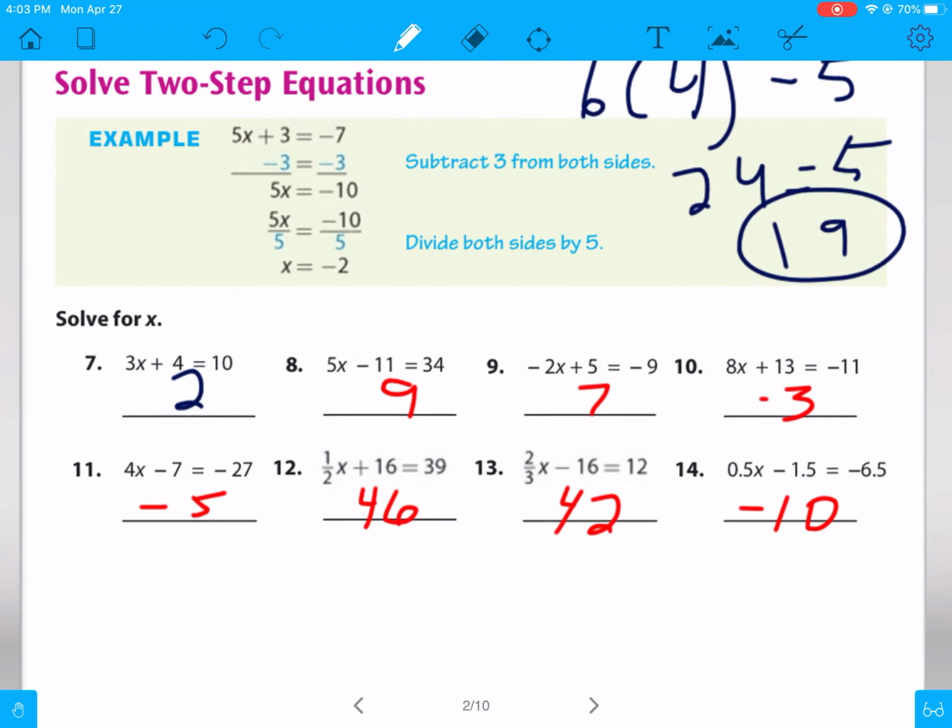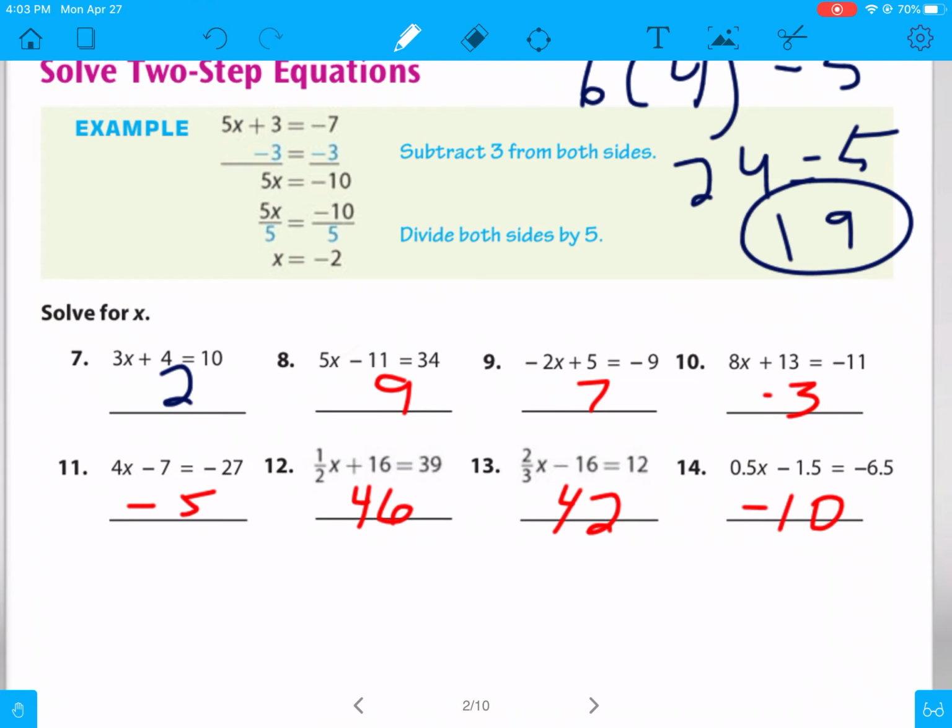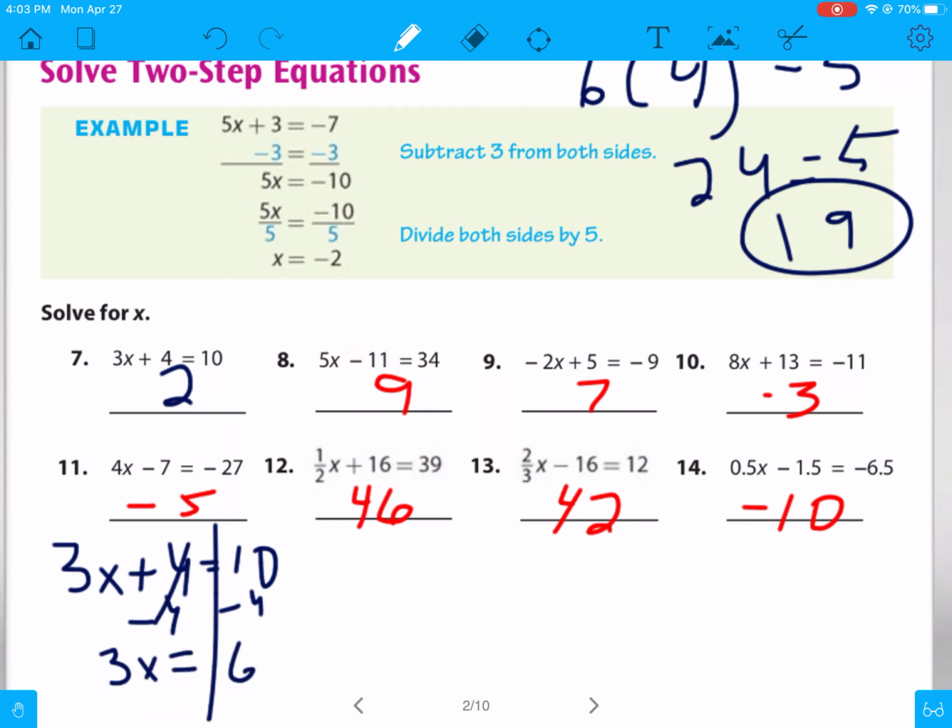Same thing for 7 through 14. What you're going to do is, this is just a two-step equation. So 3x plus 4 equals 10. We've been solving these all year, so you guys should be fine with that. Minus 4, 3x equals 6. And then divide by 3, x equals 2. So there's the answers. You guys should be fine with those.